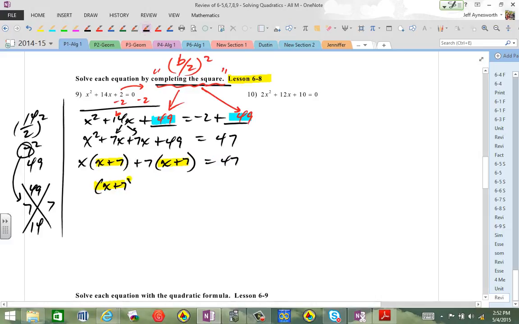Multiply it by the remaining terms and use the little factor by grouping as we've been working on for 3 weeks now. So now we rewrite it as one binomial squared because they're identical.